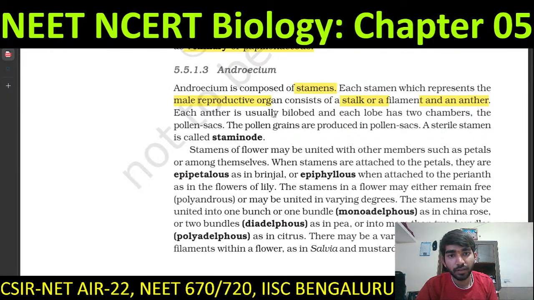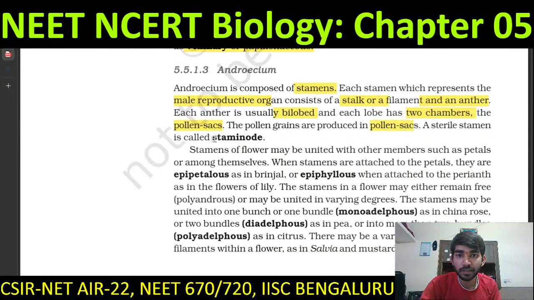Each anther is usually bilobed, meaning it has two lobe-like structures, and it is connected via the filament to the main stalk. Each lobe has two chambers, the pollen sacs. So usually there is a tetra, four-chambered, bilobed structure in the anther. The pollen grains are produced in the pollen sacs.